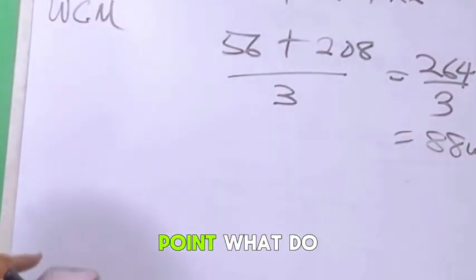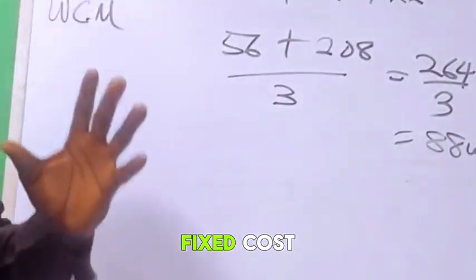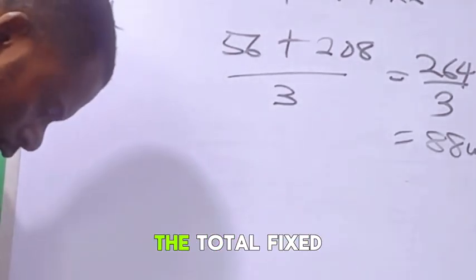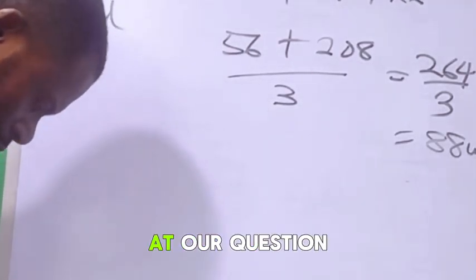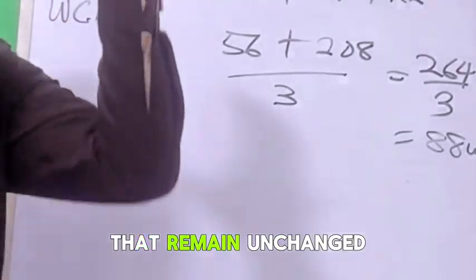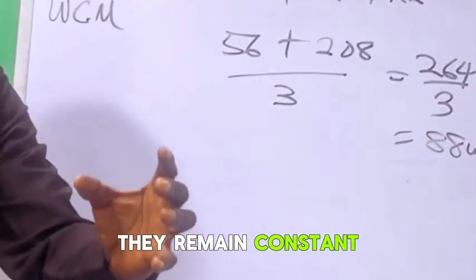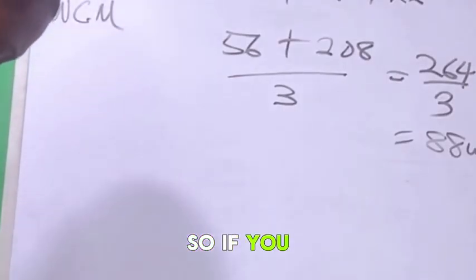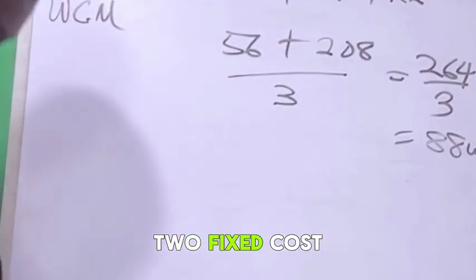Now, at this point, let's go and calculate our total fixed cost. If you look at our question, we have fixed costs. Fixed costs are those costs that remain unchanged. They remain constant as the level of activity is changing. So if you look at our question, we have two fixed costs here.